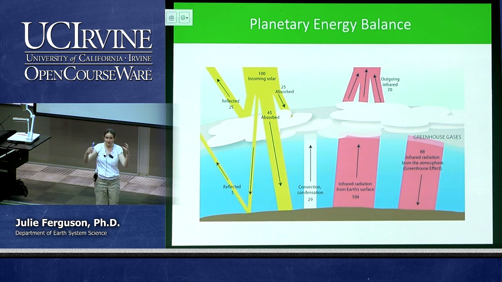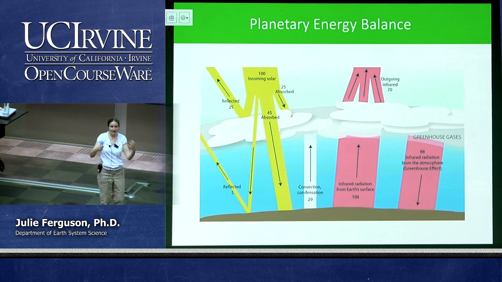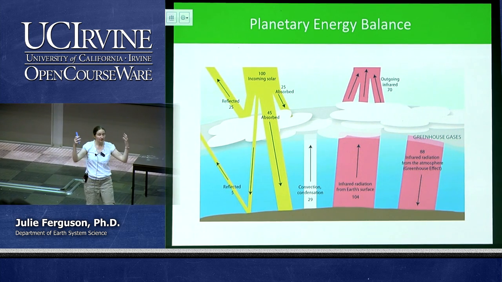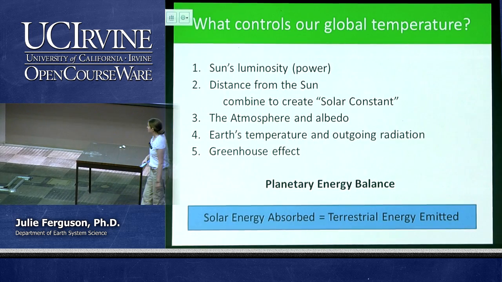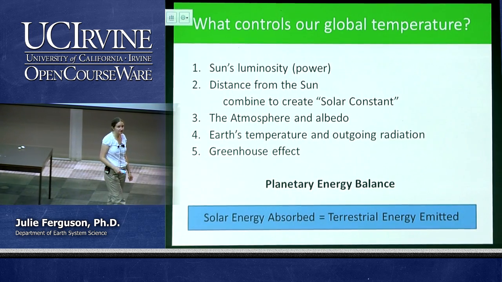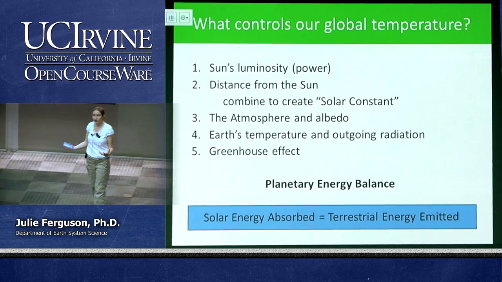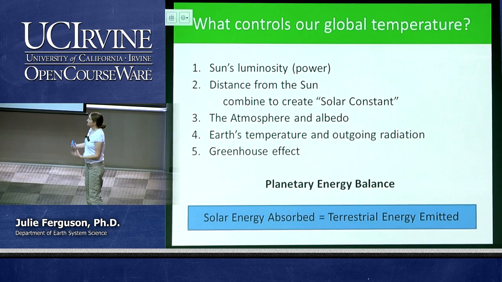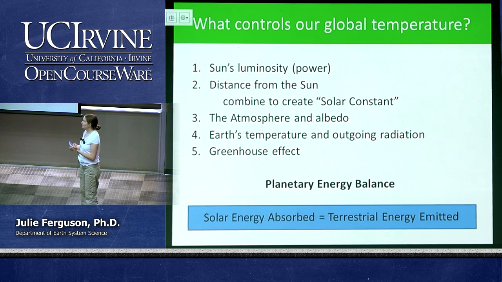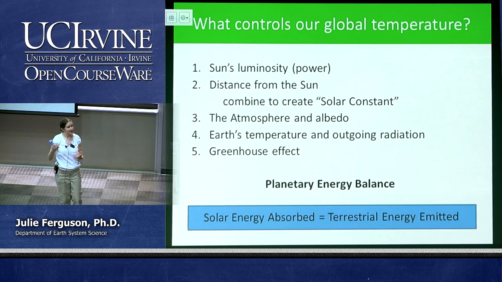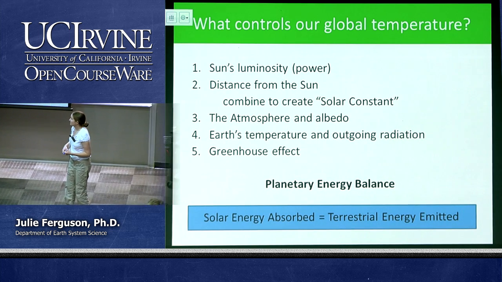But down here, because we have an atmosphere, we have this greenhouse effect, and it keeps us warmer than those numbers might predict. And you'll have a chance to do that in discussion. So those are our 5 factors that affect our planetary energy balance, that control our global temperature: solar luminosity, distance from the sun, the atmosphere and our albedo, the fact that Earth has a temperature and radiates energy, and the greenhouse effect, the fact that we have certain gases that absorb that outgoing energy and trap it near Earth's surface.